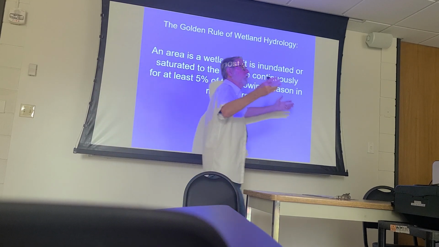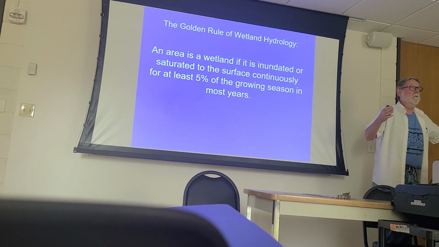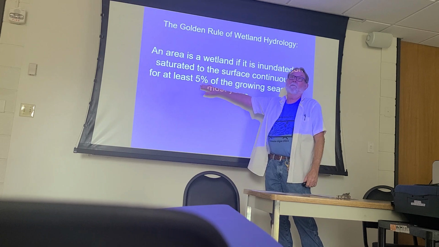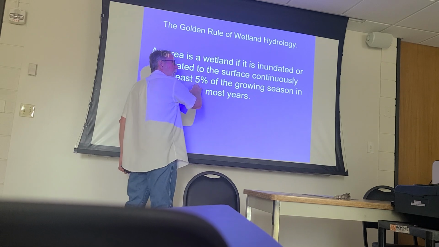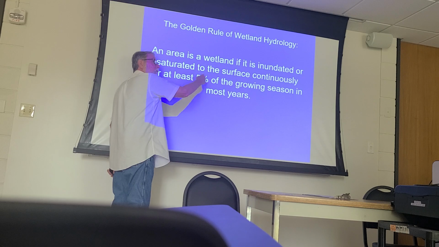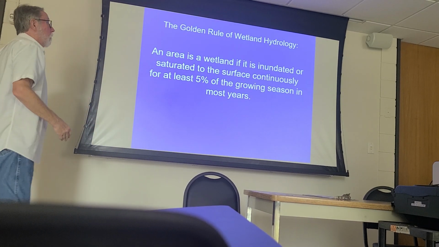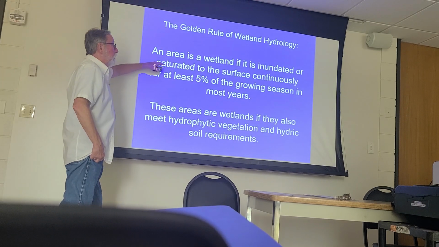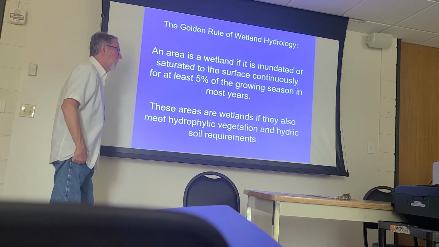Everywhere in the United States, we talk about the growing season. I forget how many days it is where we're at. So if your land is flooded at least 5% of that time, that's going to have an impact on the hydrosoils and on the hydrophytes. So basically, it's a golden rule that this will generally give you all three characteristics. You're not just depending on that; what you're depending on is this to cause these other two things to happen.